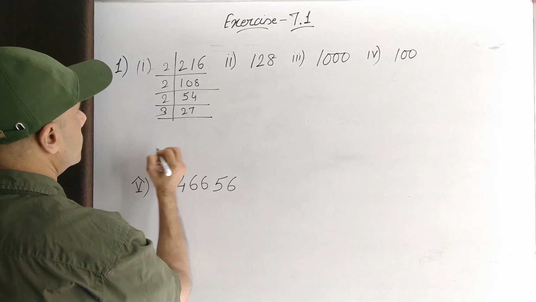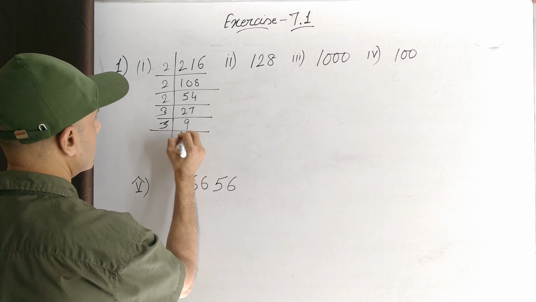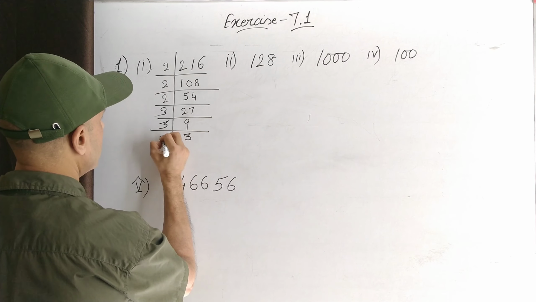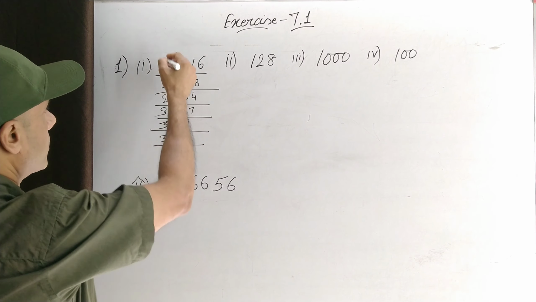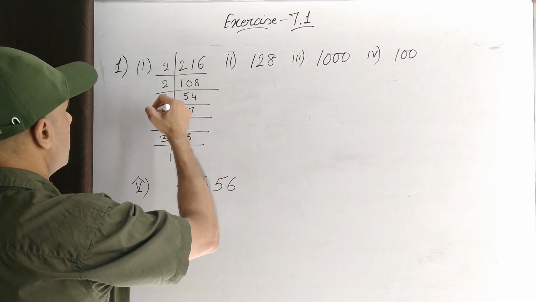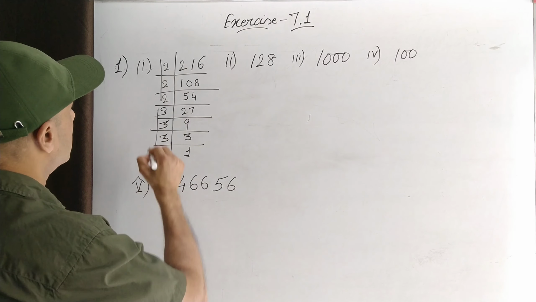We'll apply divided by 3, we'll get 9. Again with 3, we'll get 3. Again with 3. So we have obtained the prime factors. Now let's see, are they in triplets? Yes, these 3 are in a triplet, and these 3.